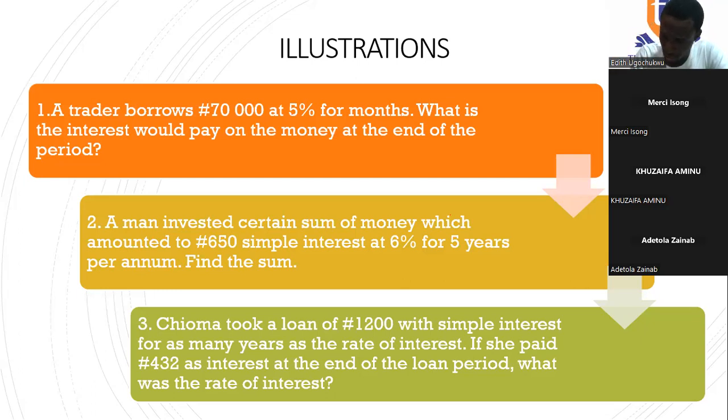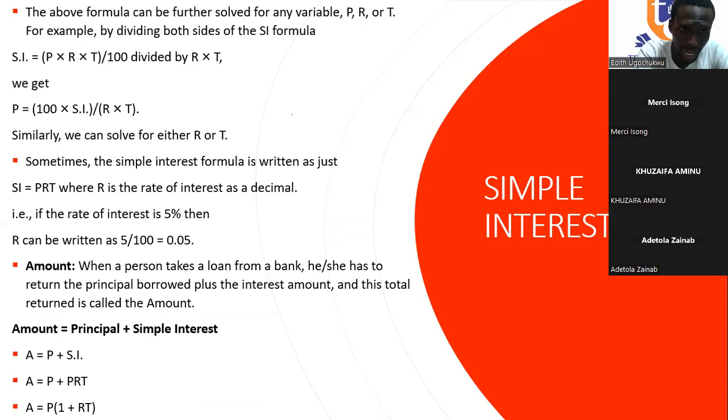Look up, everybody. Remember this formula: A equals P into bracket 1 plus RT. It's for our amount. The first thing we are going to do is get our amount. Once you have gotten your amount, take note: your interest will be amount minus principal.